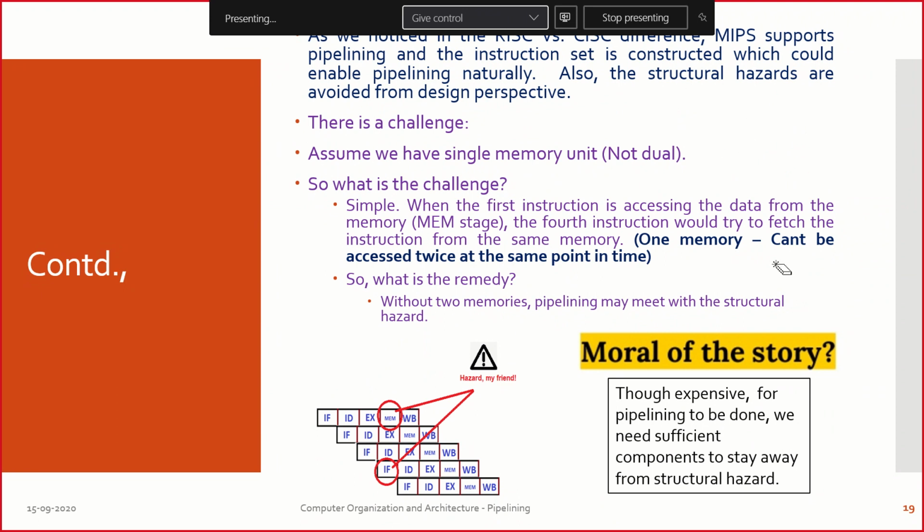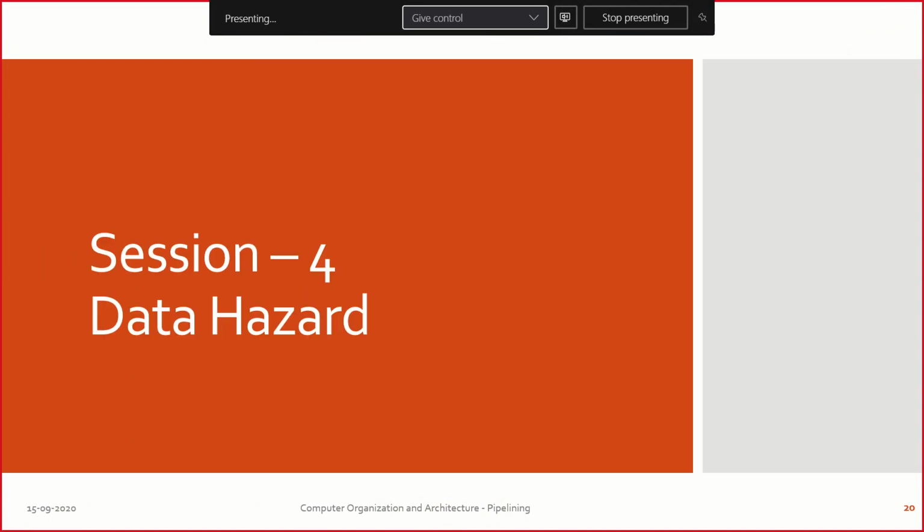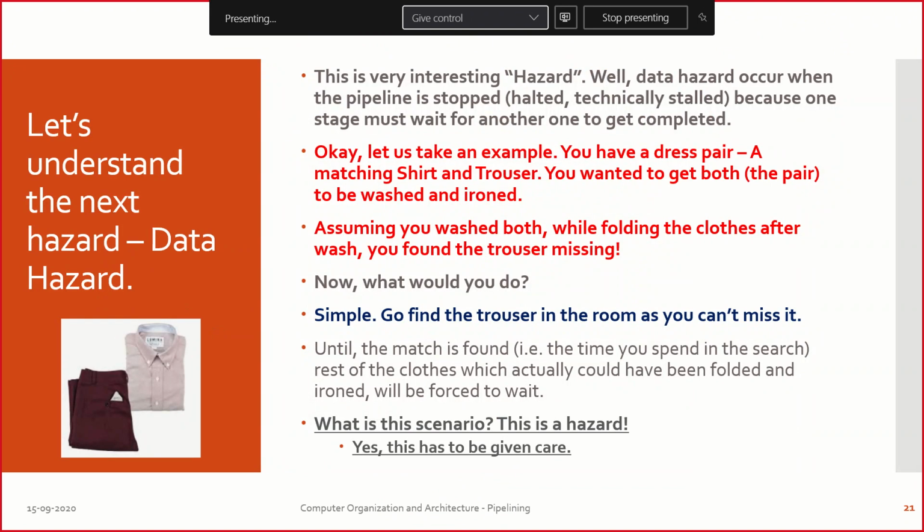When you want pipelining, make sure that you have distinct components available and that they are all available for the rest of the stages to use. The moral of the story is very simple. Whenever you go for pipelining, it will be expensive. Keep components separately. You need to have individual components and there is no other option available. The next one is data hazard, which we will see tomorrow.